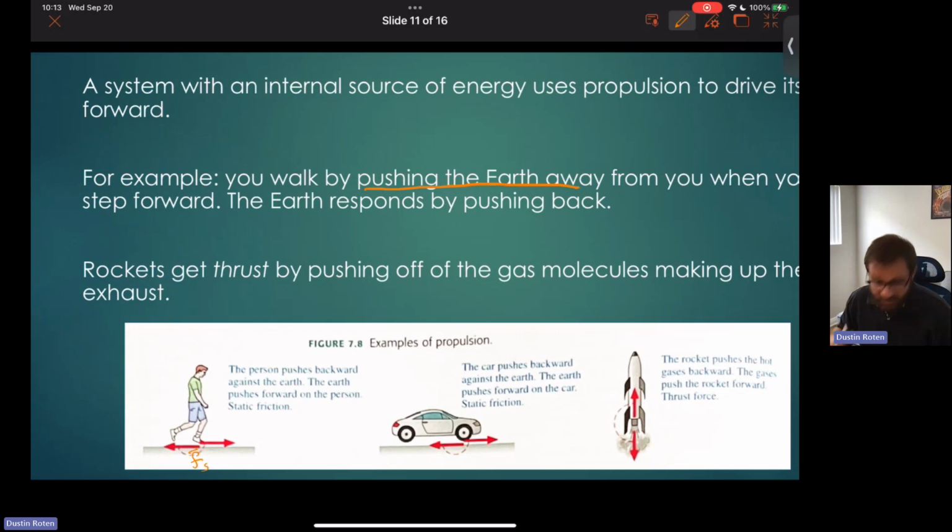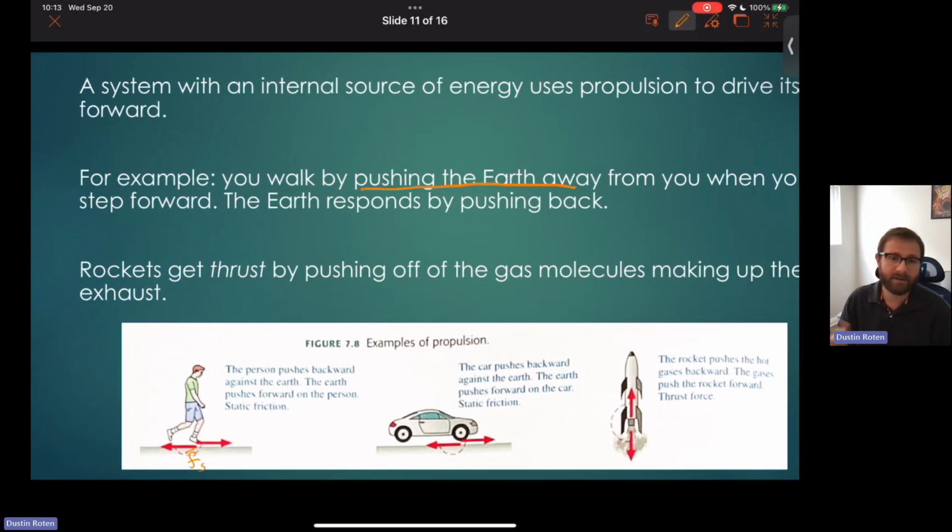Another example is car tires. They work the same way as feet and shoes do. Put it down, you push the Earth away under you, the Earth pushes back with that friction, and that's what's going to push you forward.